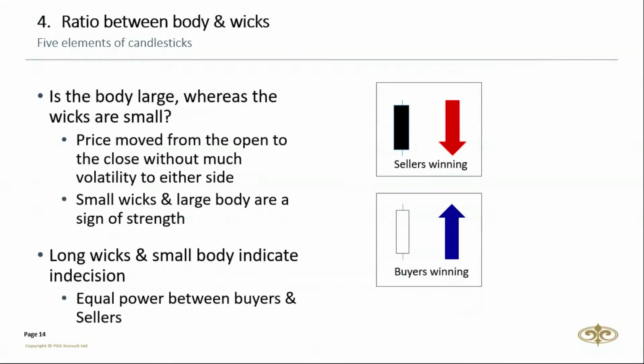Number 4, let's talk about the relationship between the body and the wicks. If the body is large and the wicks are small, this tells us first of all that the price has moved from the open to the close without much volatility on either side. Small wicks and large bodies are a sign of strength. As I mentioned just now, big move, sign of strength. These little wicks on the other side are still indicating strength. If we have long wicks and small bodies, we have indecision. And that's also very important to look at.